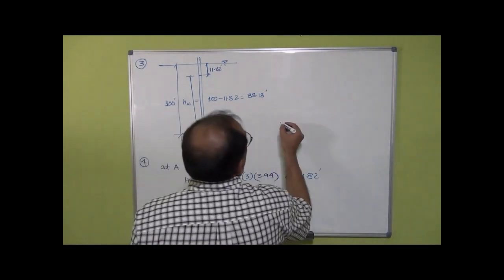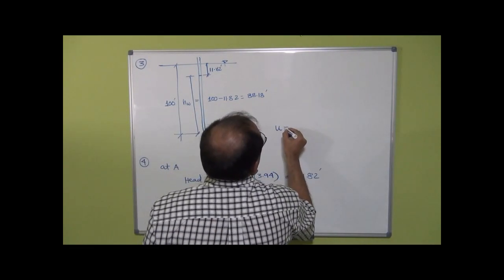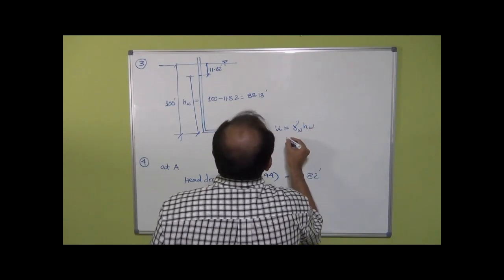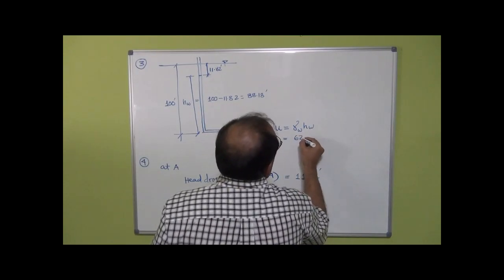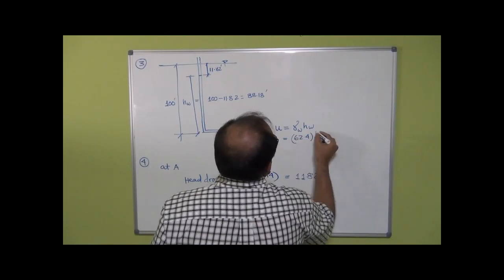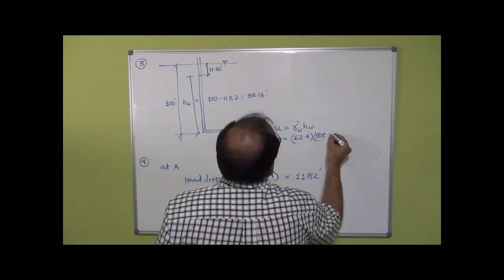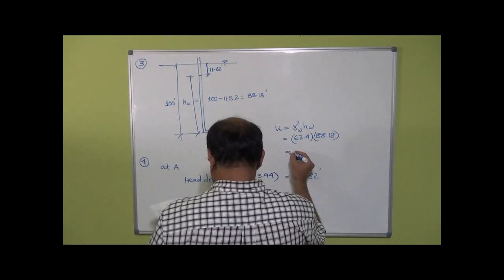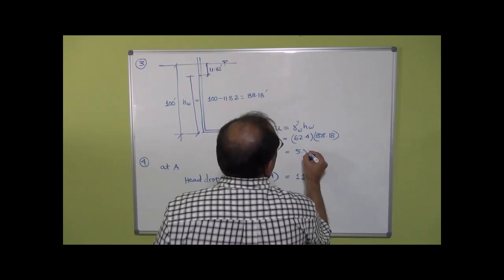Okay, so your pore water pressure would be gamma W HW, so 62.4 multiplied by 88.18, that's basically 5.5 ksf.